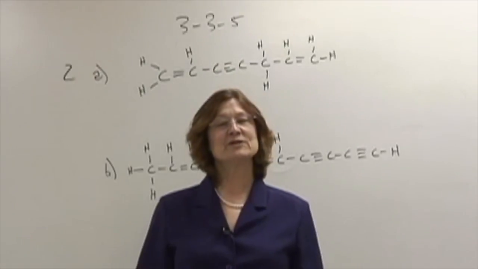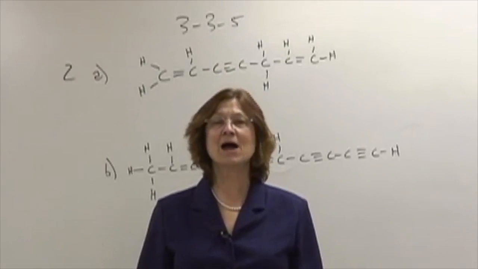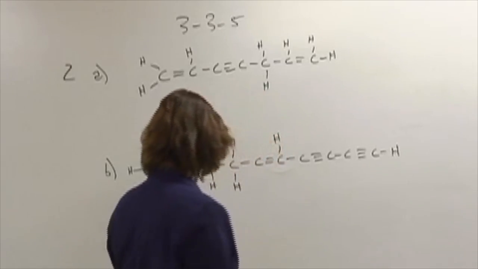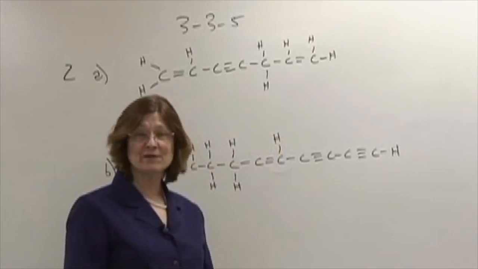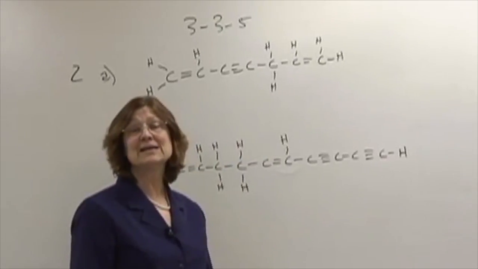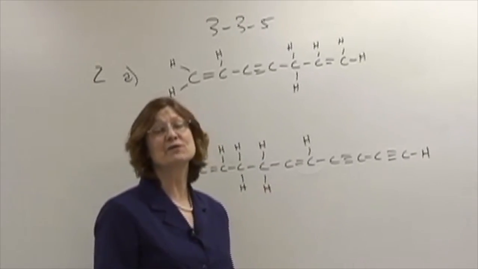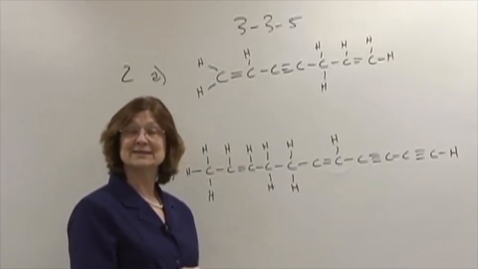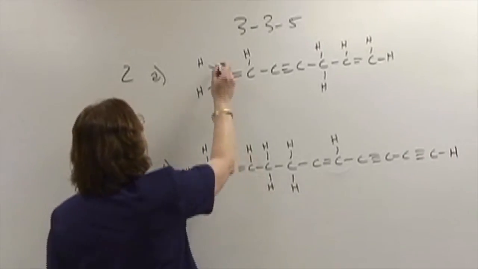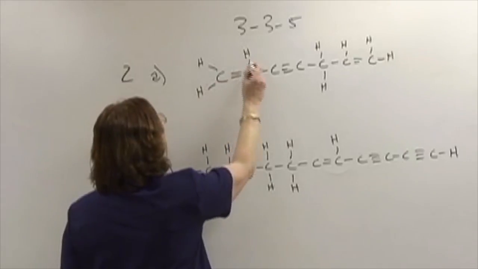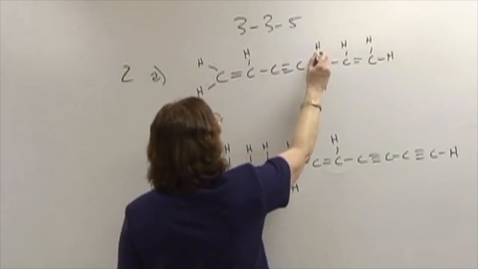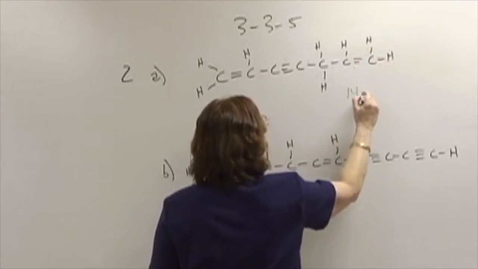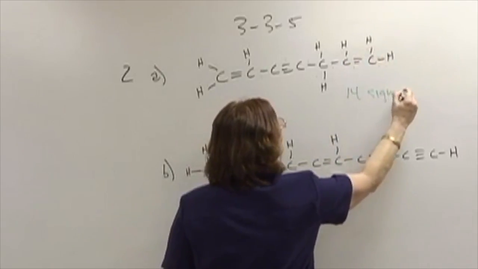In number 2, we are determining the number of sigma and pi bonds in these 2 compounds. Now, this is not that difficult, and it should be very straightforward for you on the assessment, because you will have 2 structures very similar to this. Every bond has a sigma bond. We just count. 1, 2, 3, 4, 5, 6, 7, 8, 9, 10, 11, 12, 13, 14 sigma bonds.